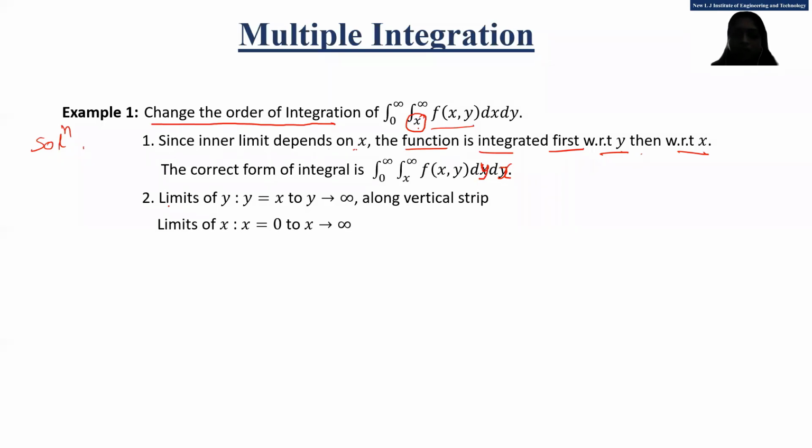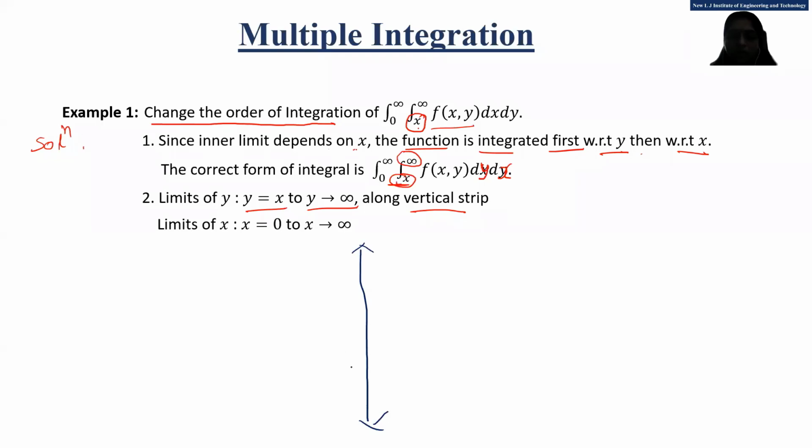Here, if we write the limit of y, the first limit is of y. So y equals x to y tends to infinity, right? This first limit is of y, y equals x to y tends to infinity. Along the vertical strip, the first limit is of y, that's why it is along the vertical strip. And the second limit is the limit of x, 0 to infinity. So let's take a graph for better understanding.